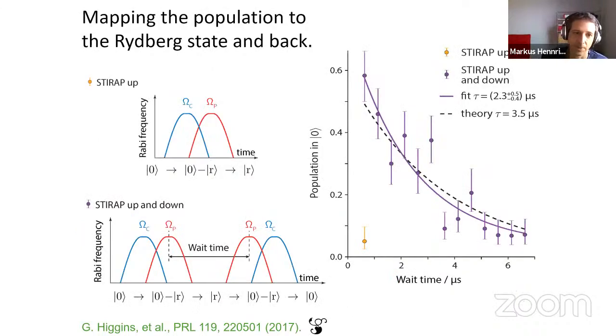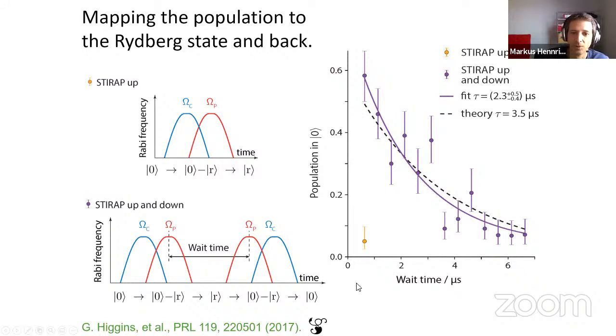If we then map the population by such a pulse sequence, we excite it into the Rydberg state, and then from the Rydberg state it will decay to the other state, and we see the population transfer. Which means if we do such a pulse, we almost don't have any population left in the initial state. We can detect that, and this is the yellow point here.